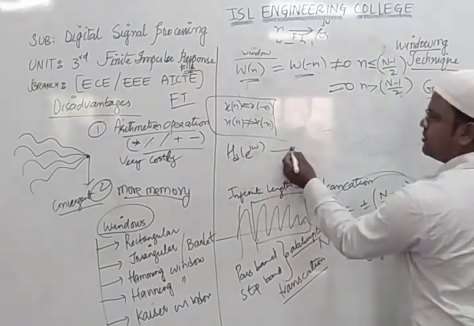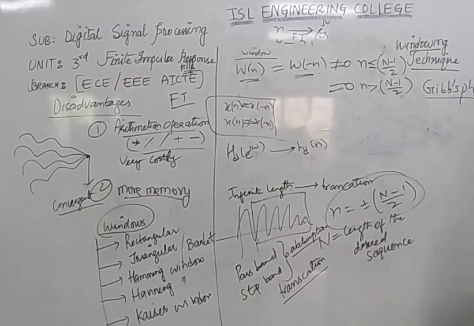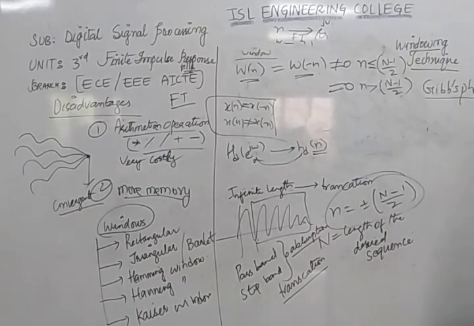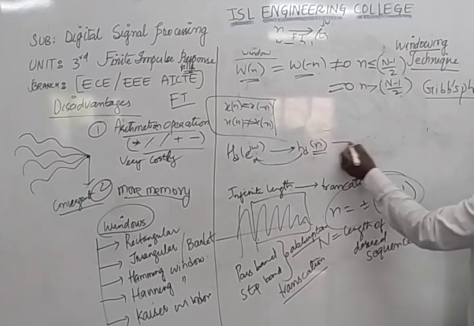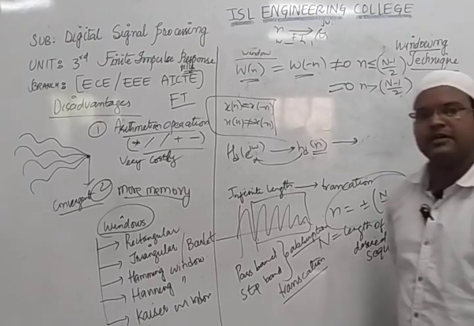How do we get HD of e power j omega? By applying HD of n. If you know HD of n, we can find the value of it and substitute that value in HD of e power j omega. After getting this, we need to truncate, which means we need to reduce the sequence. If you reduce it, you may get abrupt changes in the signal. That is nothing but the Gibbs phenomenon.